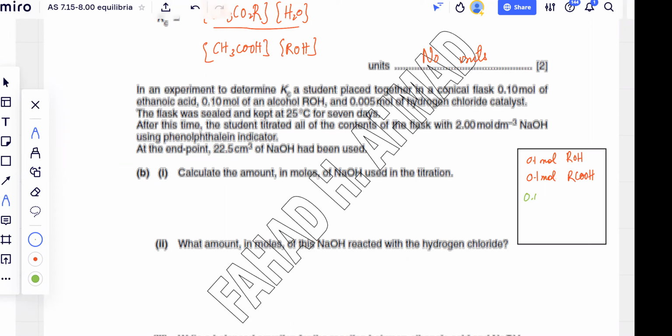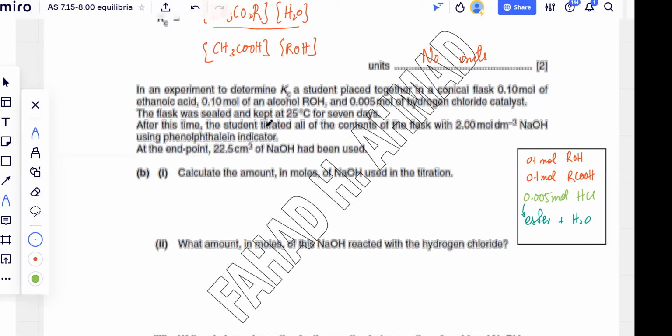So there's 0.005 moles of HCl, and the catalyst doesn't get used up. So remember the catalyst. And then the reaction starts. The flask was sealed and kept at 25 degrees centigrade for 7 days. Now, what would happen after this time? You're going to get some ester plus water molecules. We don't know how much, but at least some would be produced when these two are mixed together.